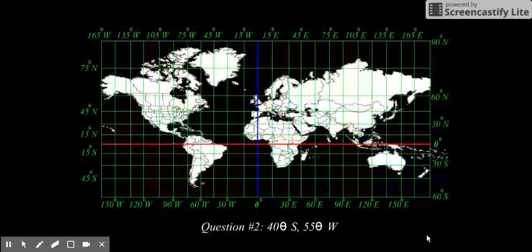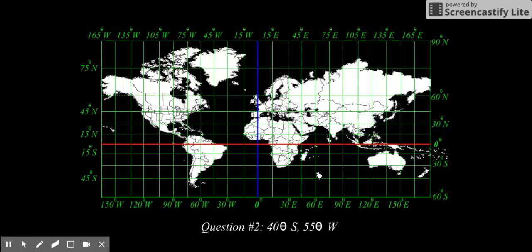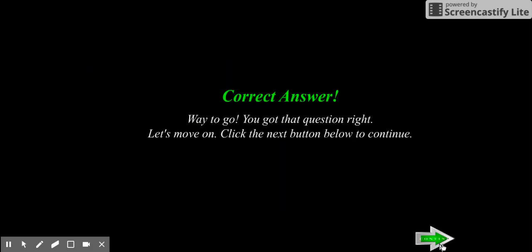40 degrees south, 55 degrees west. 40 south. I'm going to start where they intersect. I'm going to go to the bottom this time for south. And west is to the left, 55 degrees west. Got it.